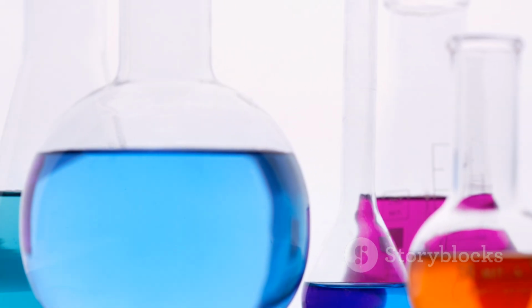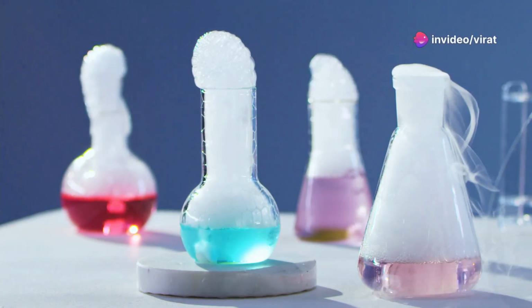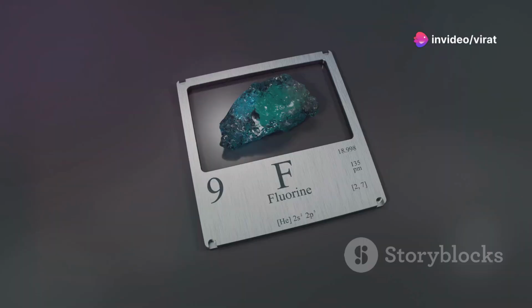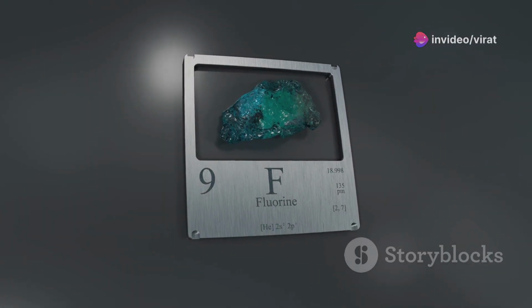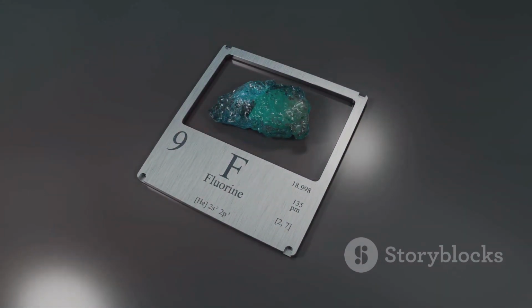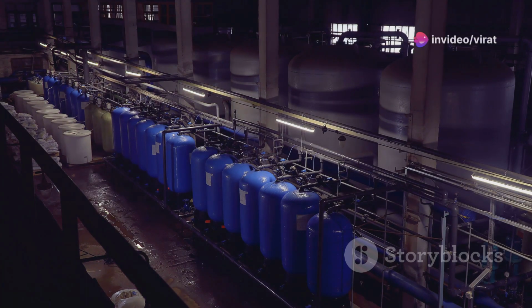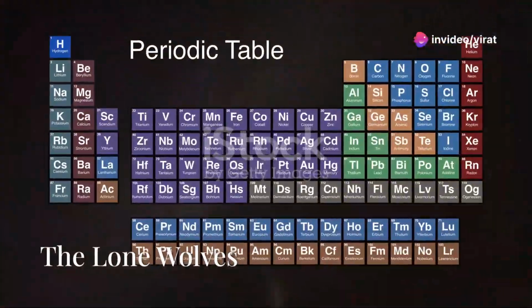They have distinctive colors. Fluorine is pale yellow, chlorine is greenish yellow, bromine is reddish brown, and iodine is violet. These elements are highly reactive, especially fluorine, which is the most electronegative element on the periodic table. Their reactivity makes them useful in various applications, such as disinfectants, water purification, and the production of plastics.